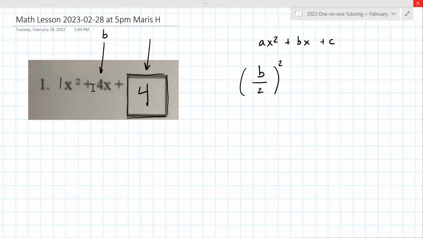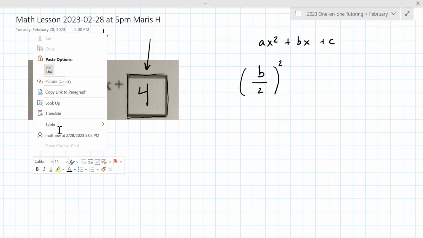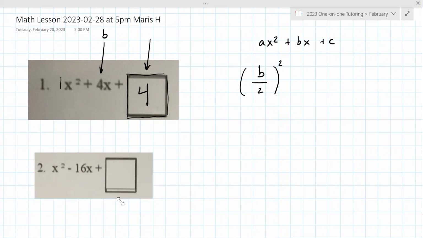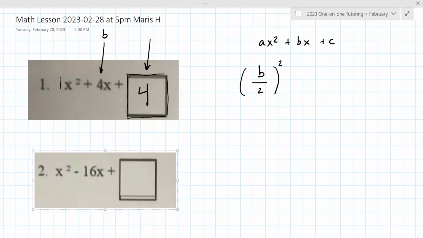So they sometimes will emphasize the formulas. I don't emphasize them that much because I think there's a better way to do this, but this is what we've got. So in the second problem, your b is minus 16. So it does take on the sign. That sign goes with it.